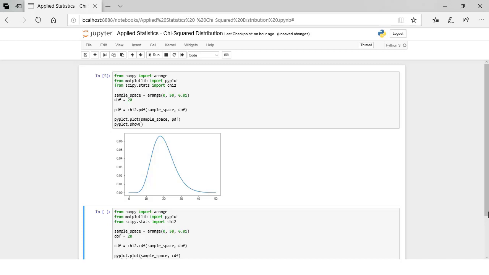Recall that the sum of the squared values must be positive, hence the need for a positive sample space. In our example, we are calculating the chi-squared PDF, and it presents a line plot for us. With 20 degrees of freedom, you can see that the expected value of the distribution is just short of the value 20 on the sample space.